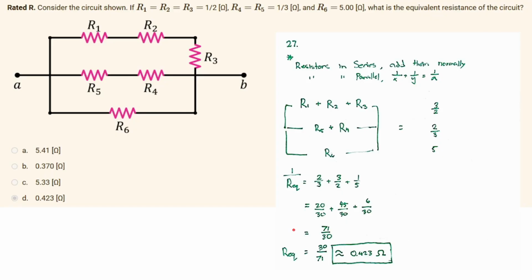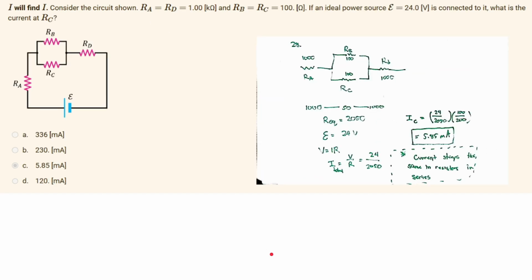Okay, this one is just more simplification of resistors. You can draw this entire resistor as this, R1 plus R2 plus R3, R5 plus R4, R6 over here. Combining all of them, you get 3 over 2, 2 over 3, and 5. 2 over 3 and 5. And combining all of these together, you will get this. Make sure to remember to invert this once you're done, because this is just 1 over Req. We have to get Req, which is just this.